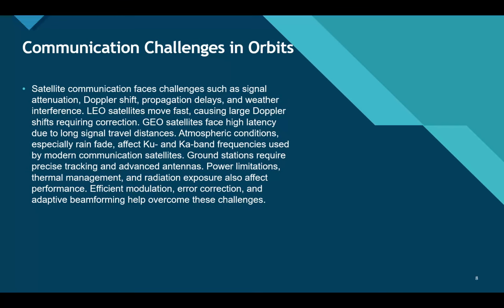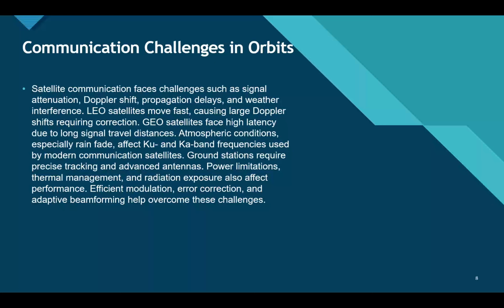Now, what are the communication challenges faced in orbits? First of all, propagation delay, which is high in GEO, as we know that propagation delay depends on the distance. The distance is more, the delay is more. So it is high in GEO. Then we have weather effects, which are a main concern for satellites. Especially in the rain, the signal becomes weaker.